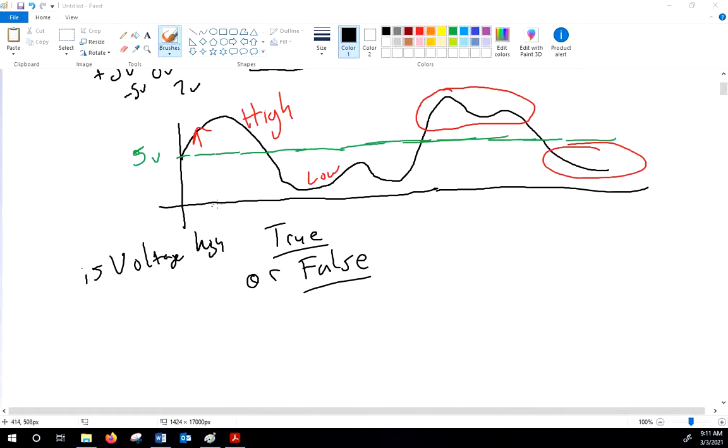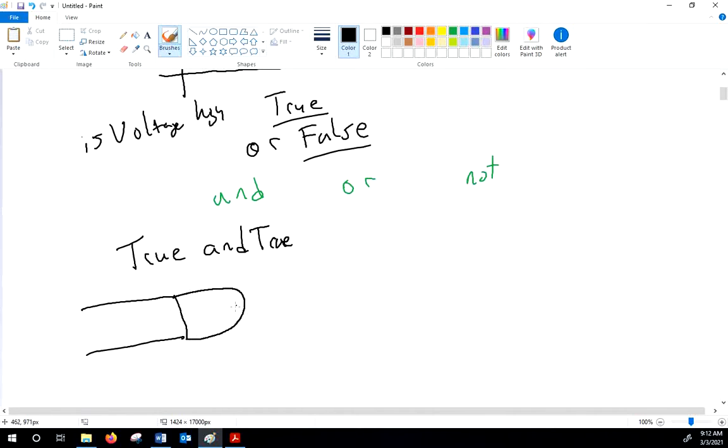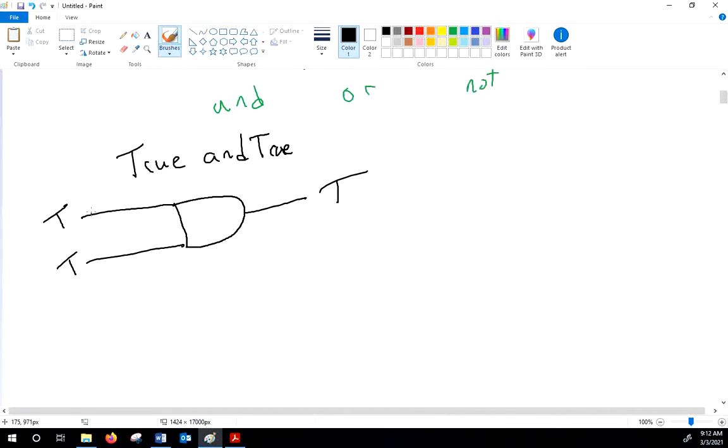All right, so there are a few basic operations that we can use with true or false. We can use the operation and, or, not. And all other more complicated operations are simply combinations of those. So the and operation will evaluate to true only if true and true. If we have two signals coming in, and they meet at what's called an and gate, which looks like this, then the output will be true only if both of these are true. Both inputs have to be high voltage.